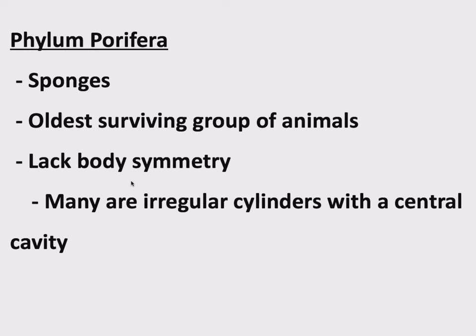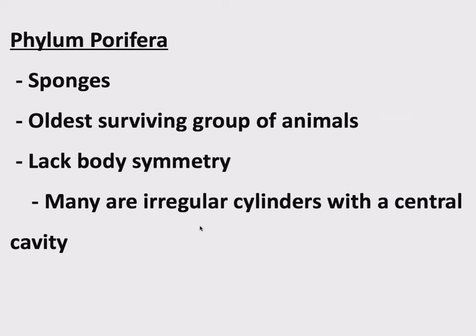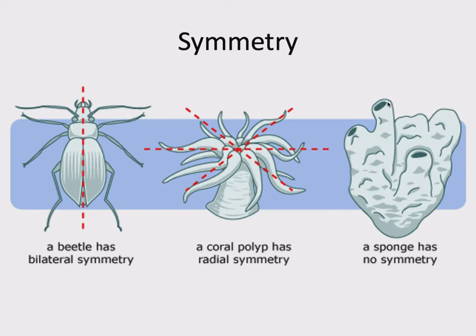Sponges lack body symmetry. So again, these are going to be the exceptions to a lot of stuff I set up in the last chapter. They are the example of having no symmetry at all. Many of these are irregular cylinders with a central cavity. They come in all shapes and sizes, but a common thing is a central hollow cavity with one or more mouth-like openings. But again, no symmetry to the overall body.